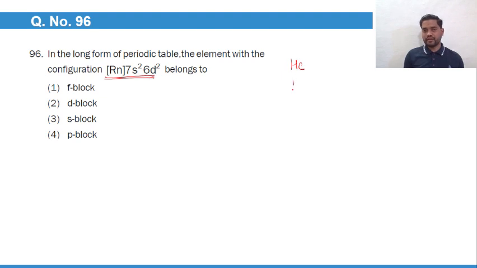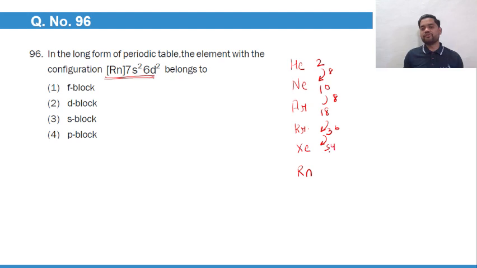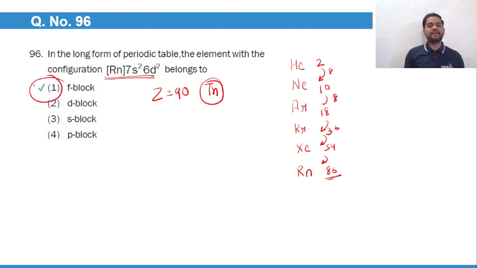neon, argon, krypton, xenon, radon. So it is 2, add 8 into it becomes 10, again add 8 it becomes 18, then add 18 becomes 36, add 18 it becomes 54, add 32 it becomes 86. So 86 plus 4 is 92, that is equal to 90, and 90 is thorium, and thorium is an F block element, hence option number 1 is the right answer.